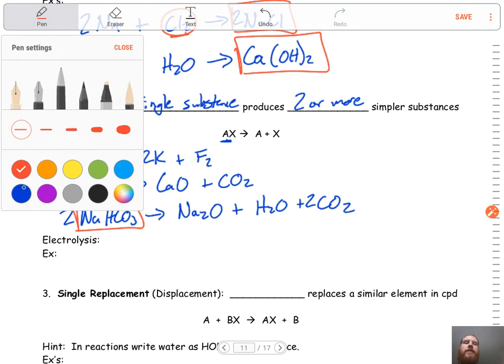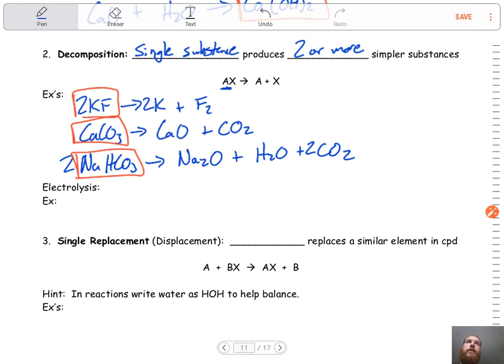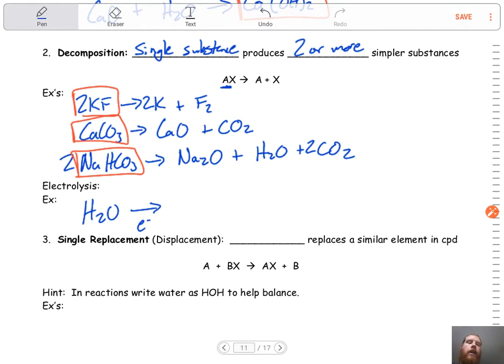Now there's a special type of decomposition reaction called electrolysis. All right, I wish I could show you this in person. There's videos out there on YouTube. I'll put one in the playlist for this unit. But all it is, is water breaking down into its individual elements through the use of electricity.